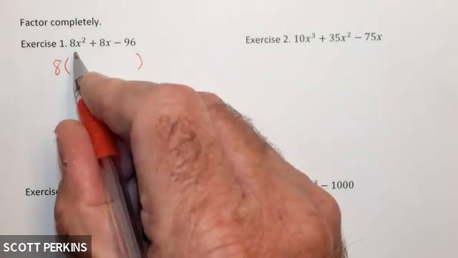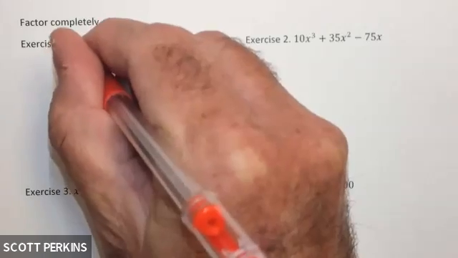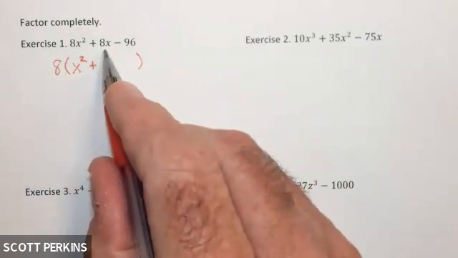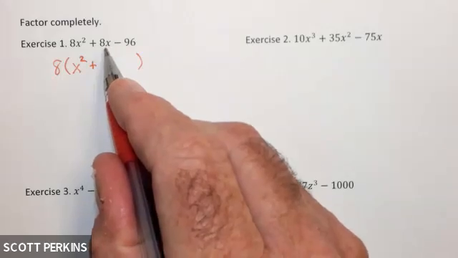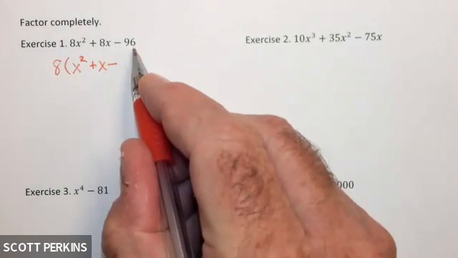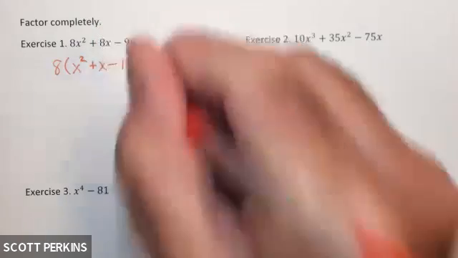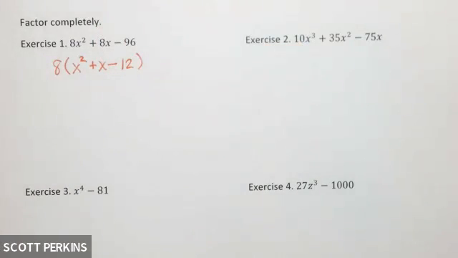So what's left when I factor out the 8 out of the first term? X squared, yes. Plus, what's left when I factor the 8 out of 8x? X, yes. Minus, and what's left when I factor the 8 out of 96? All right, there you go. Perfect. You're doing a great job so far.